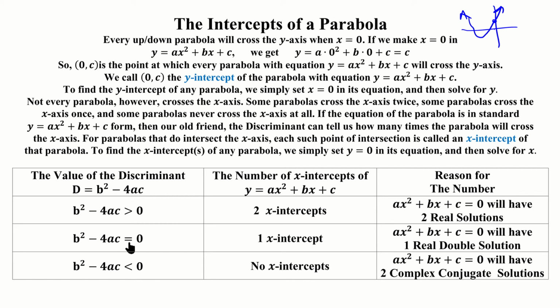Now, if it's 0, then we know that this equation, as we've discussed previously in a different video, is going to have 1 real double solution. So in this case, you're only going to get 1 x-intercept. And when it's negative, we know that it's never going to give us a real solution. We're going to get 2 complex conjugate solutions, which graphically speaking just means it's never going to cross the x-axis. So we'll look at some visuals in a minute.